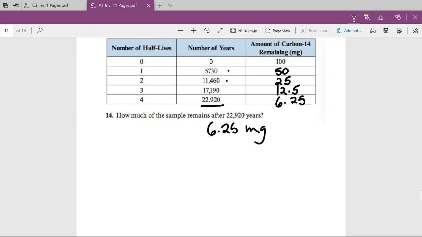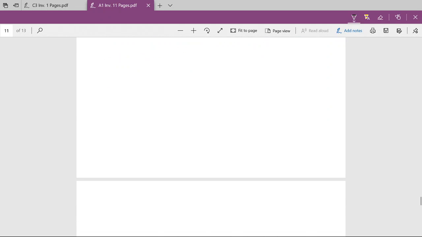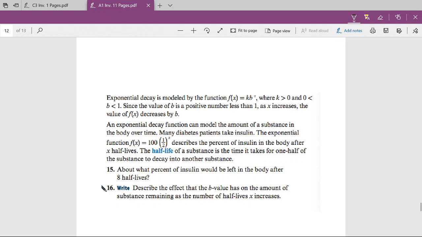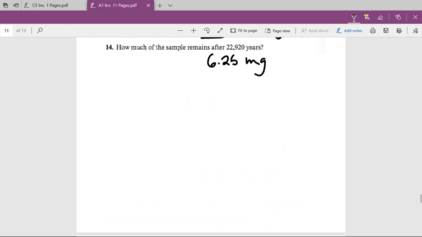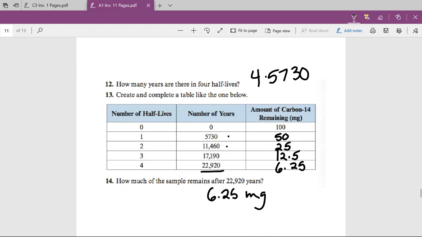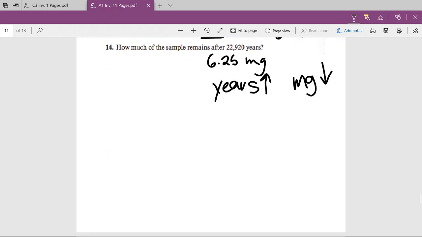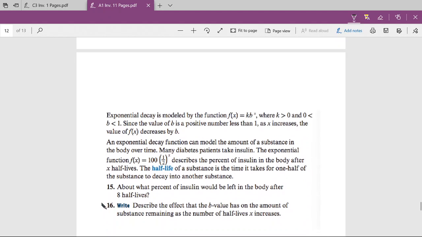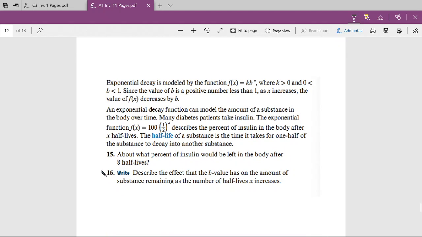Once again, think about as you're going through this, each time that I go past that half-life amount, the number of years, I have half of the amount of carbon remaining. This is exponential decay. You can see as I increase the number of years, as years increases, then my amount remaining, my milligrams, decreases. It makes you think of inverse variation. It's not, but it has that same relationship with exponential decay.